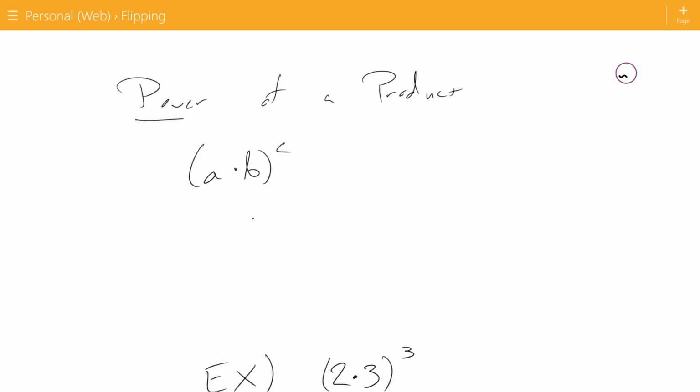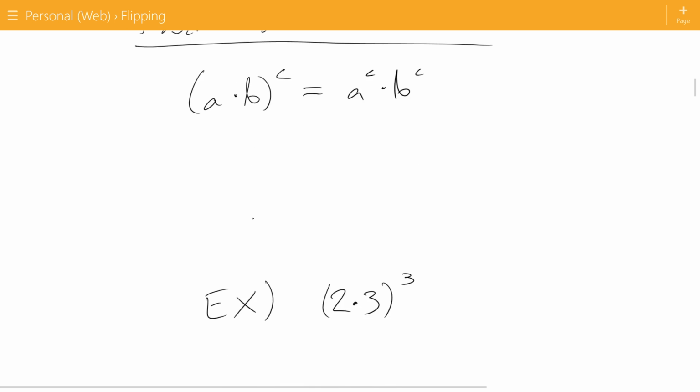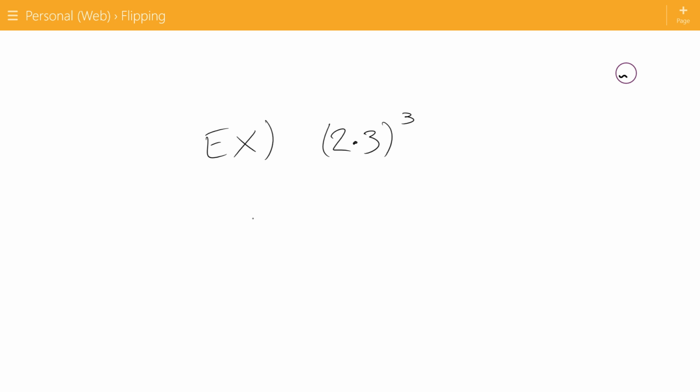Next, if I have the power of a product, for example, if I've got a times b to the c power, this is the same thing as a to the c times b to the c. For example, if I have 2 times 3 to the third power, this is the same thing as 2 to the third power times 3 to the third power.